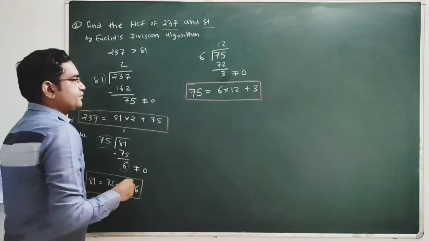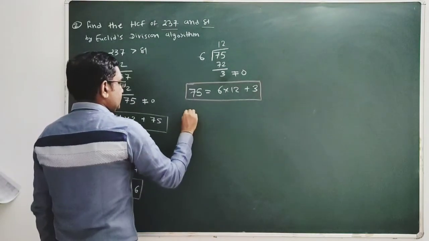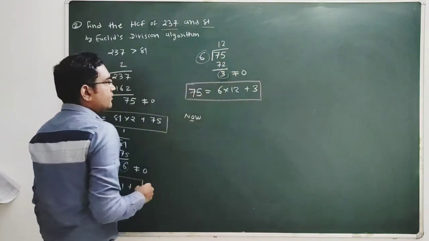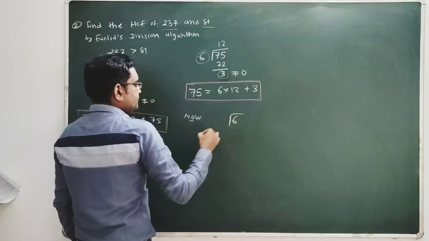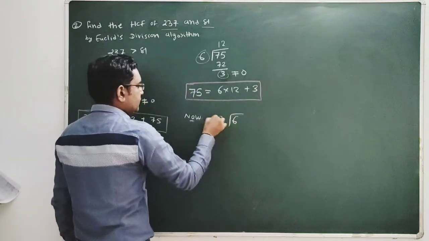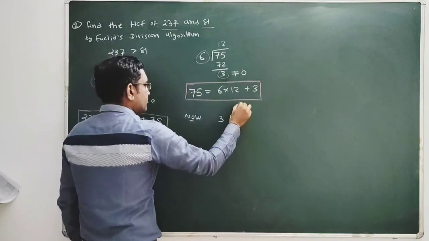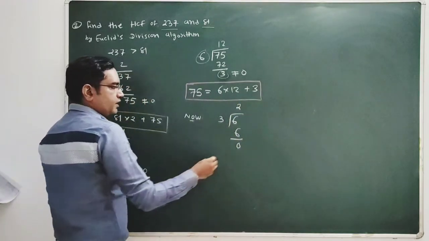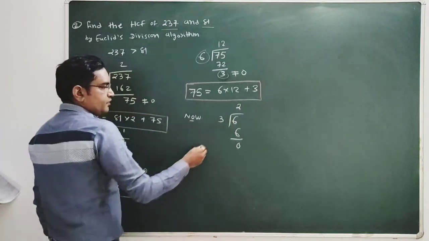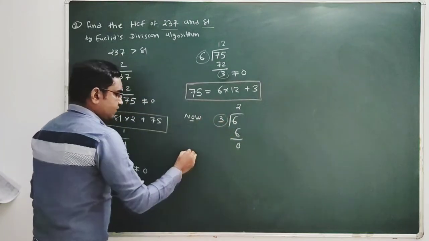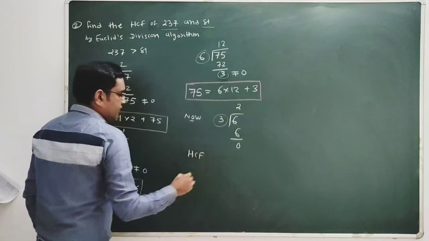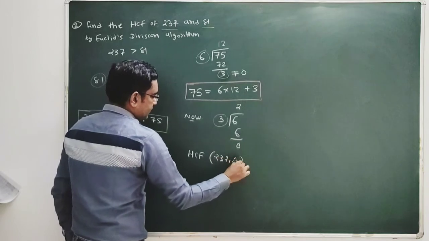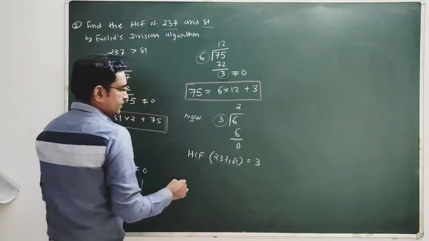Done. So now again, as the remainder is not 0, we have to divide this 6 with this non-zero remainder. So 6 is our dividend and 3 is now the divisor. So perform long division. 3 2s are 6. So now the remainder is 0. So when the remainder is 0, we can say the divisor in the last step is the HCF of the given two numbers. So here we can write HCF of 237 and 81 is nothing but 3.